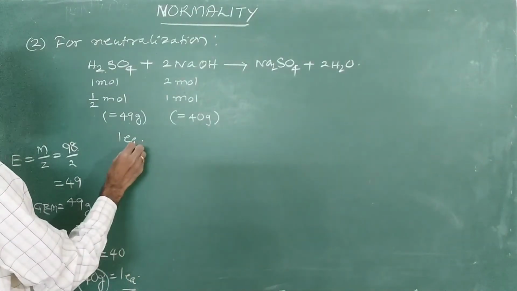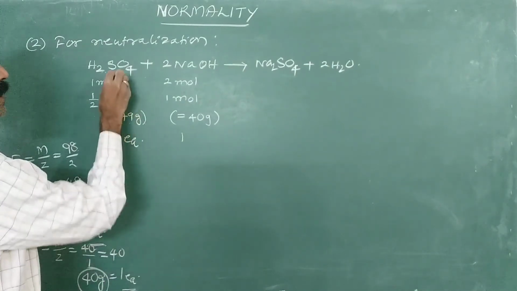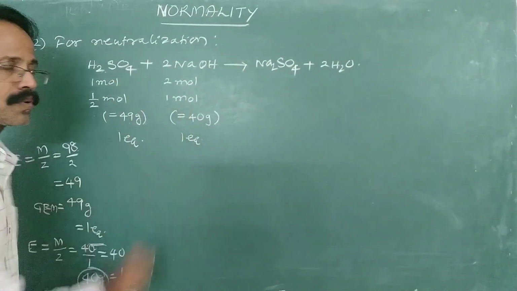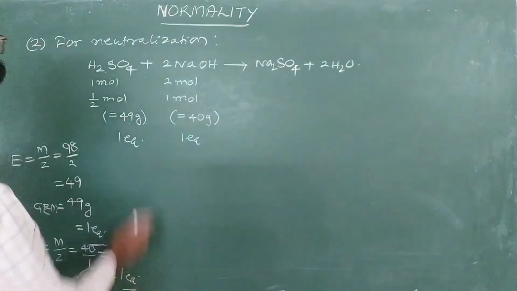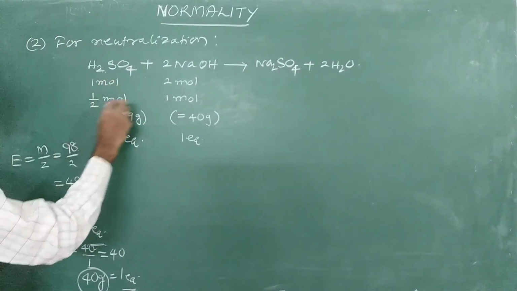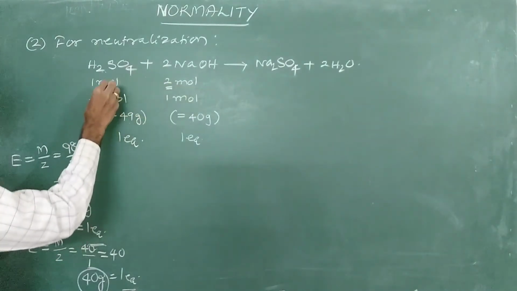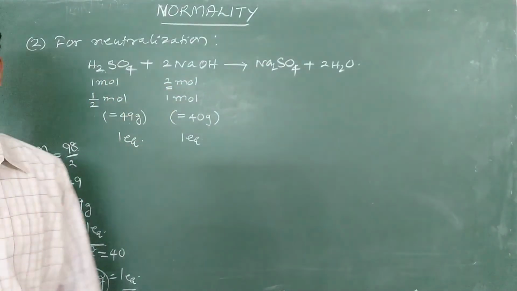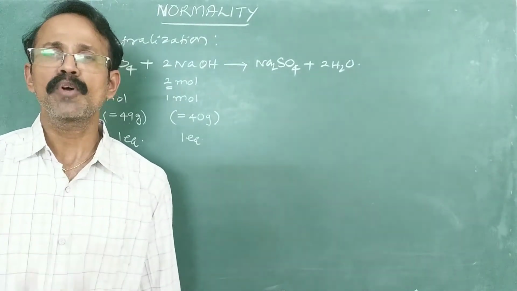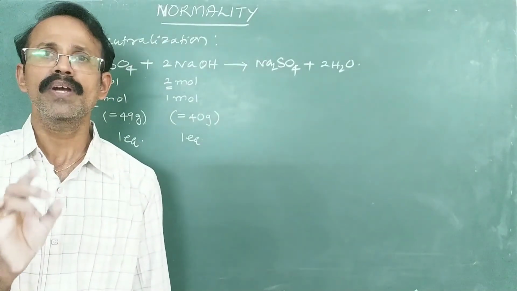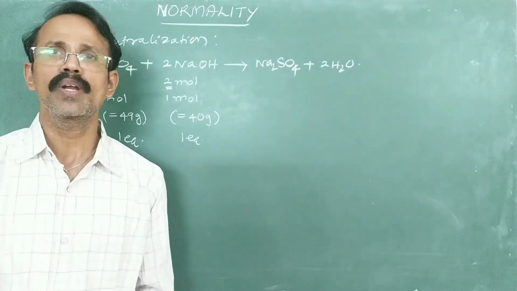So that means 1 equivalent of acid reacts with 1 equivalent of base. That is the neutralization principle. But 1 mole of acid may not react with 1 mole of base; see here 1 mole is reacting with 2 moles. That means 1 mole of acid may not react with 1 mole of a base, but 1 equivalent of acid always reacts with 1 equivalent of base.